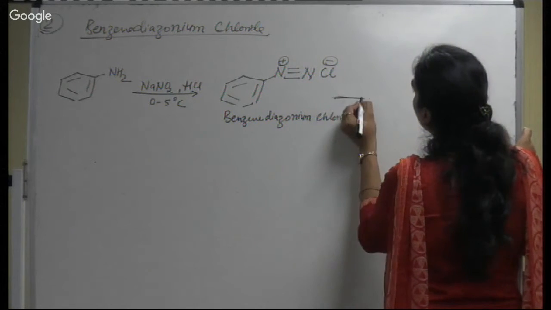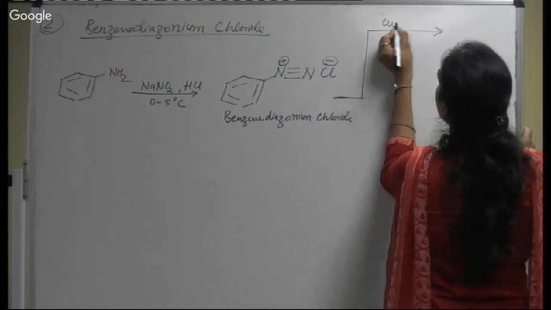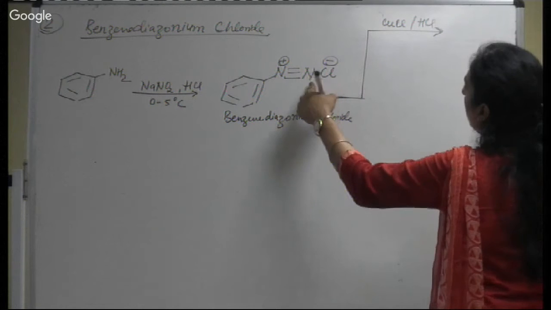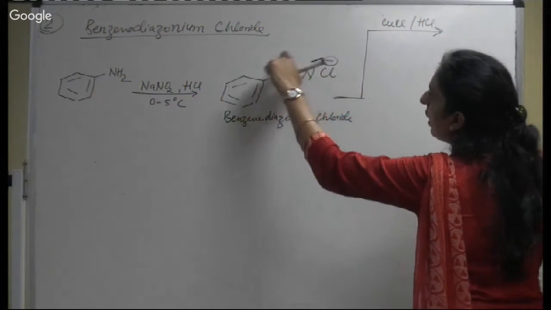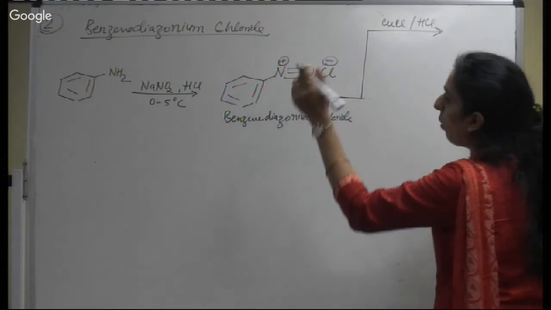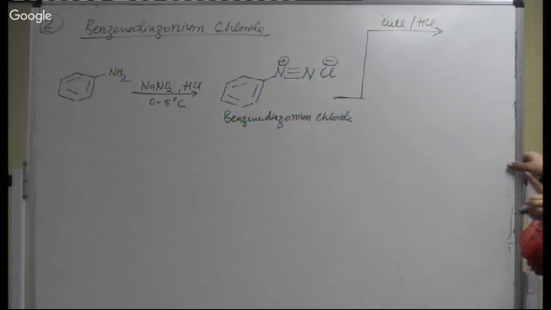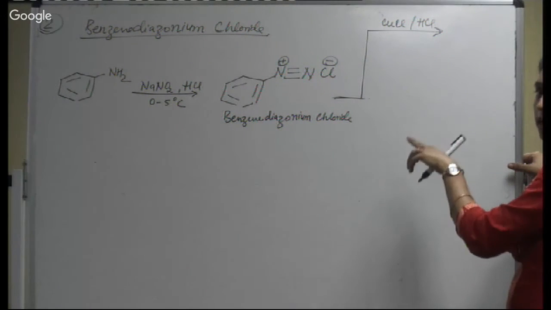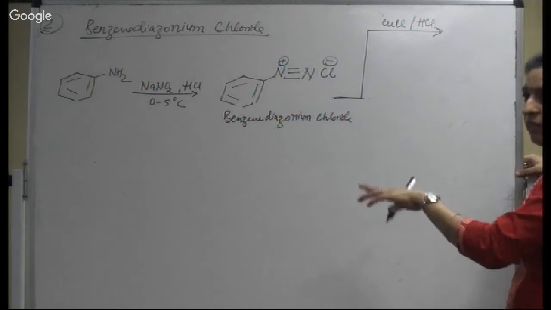If you treat this with cuprous salt, CuCl in HCl, you can see that there is a very good leaving group here, N2, nitrogen. Remember one thing, these diazonium salts are stable only between 0 to 5 degrees Celsius, and secondly, these diazonium salts are stable only for aromatic compounds, not for aliphatic amines. So that is why we are discussing aromatic halides only. You might not have discussed it in aliphatic.